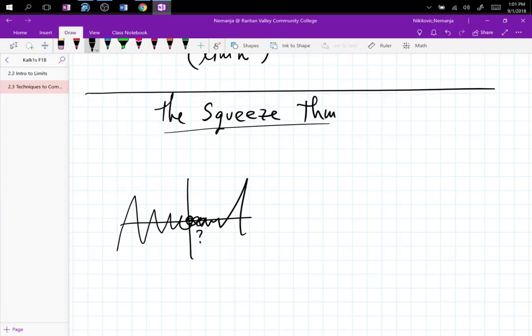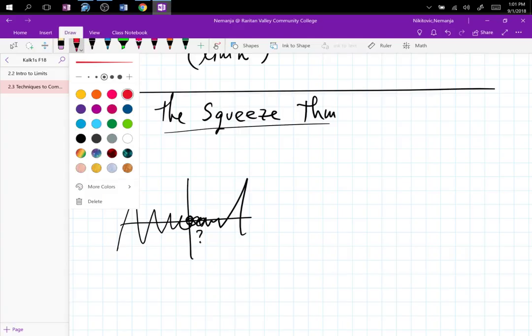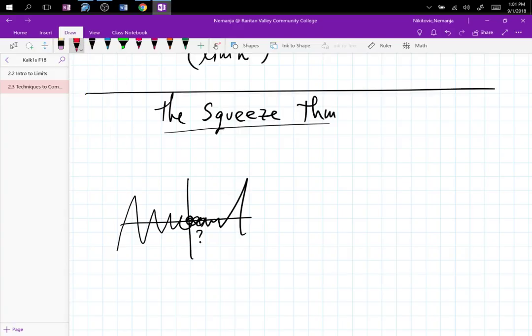What the squeeze theorem does is ask you to find a function on the top and a function on the bottom that are going to sandwich your erratically behaving function. And if all of these limits here match up, well, guess what? That's the answer, right?